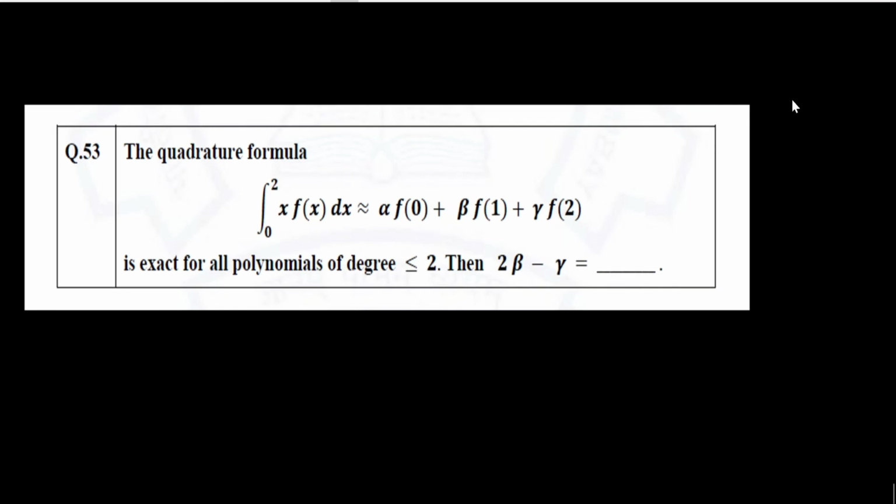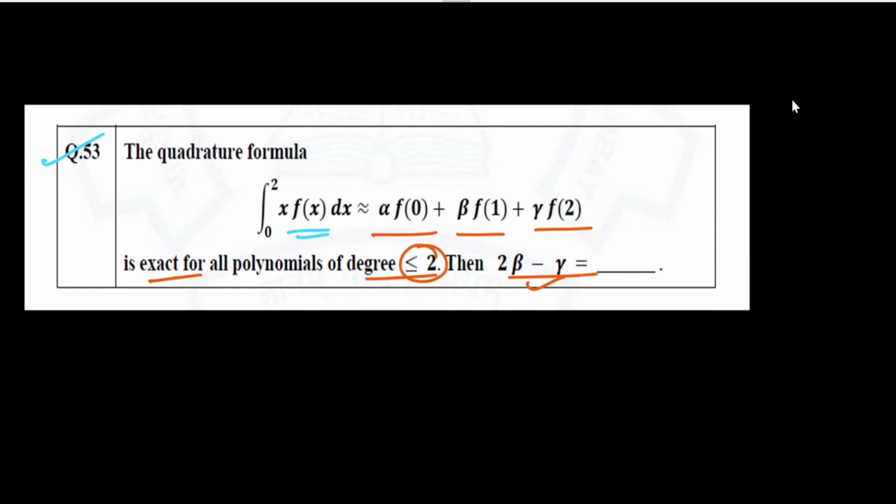The question number 53 says that the quadrature formula, integration 0 to 2 x fx, approximates to alpha f0 plus beta f1 plus gamma f2, is exact for all polynomials of degree less equal to 2. Therefore, it is exact for any polynomial of degree less equal to 2. Then find the value of this. We need to find the value of beta and gamma, then put it here.